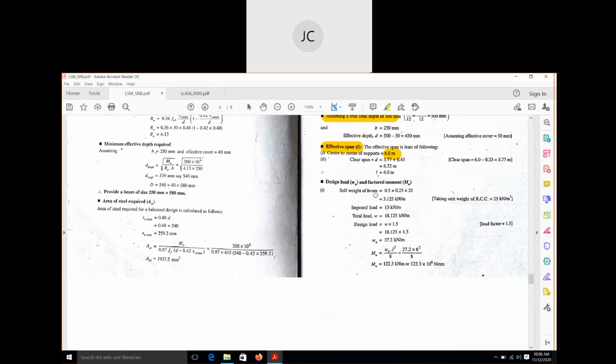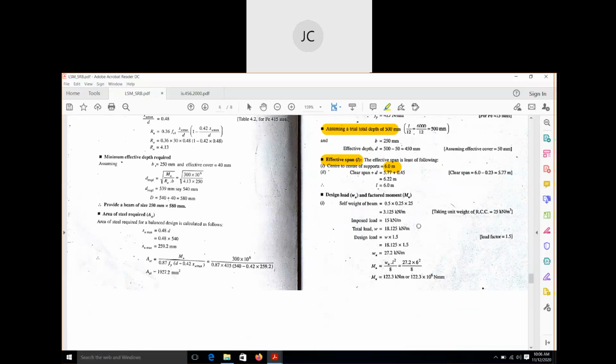So next, see how to find the design load and factored moment. First you have to find the self weight of the beam. All of you know what self weight is. How to find it? This 0.5 is the depth of the beam, 0.25 is the width of the beam, and 25 is the unit weight of RCC. You can see it is written here, taking unit weight of RCC as 25 kilonewton per meter cube.